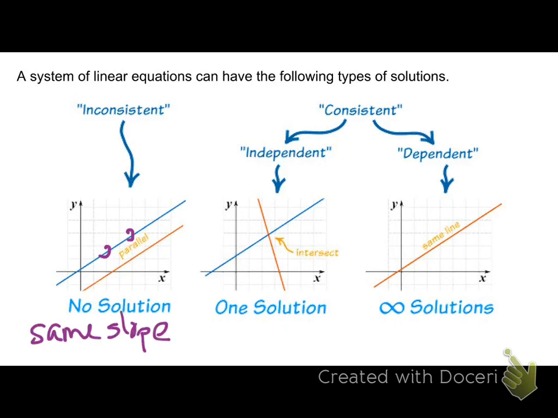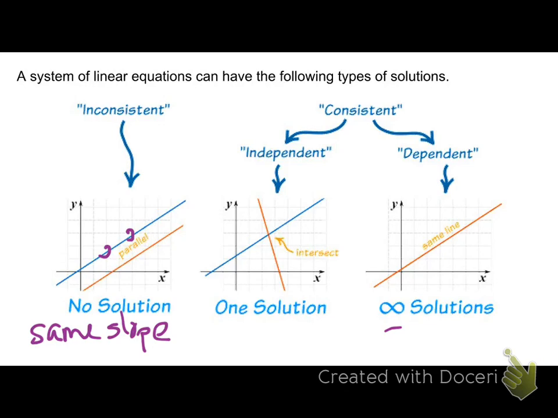Why do you have the infinity symbol right there? Because that means on a system like this there are infinite solutions, because they're the same line. The lines are right on top of each other. Right. Okay.